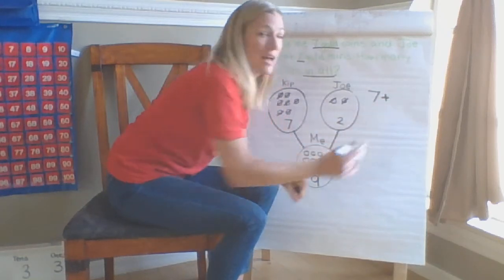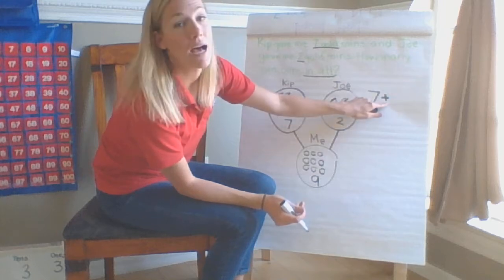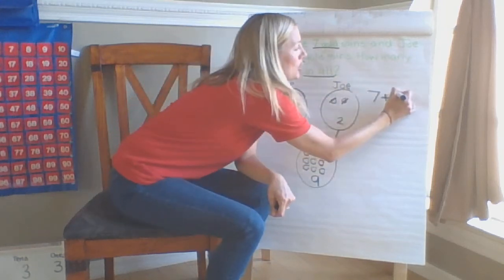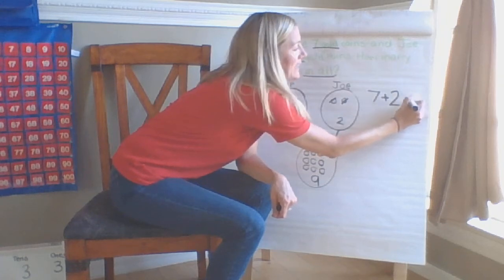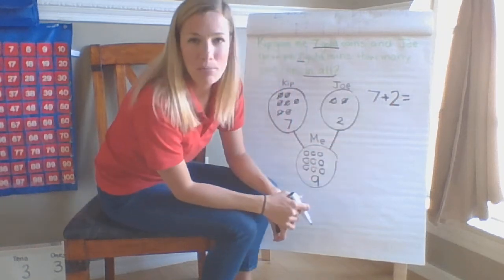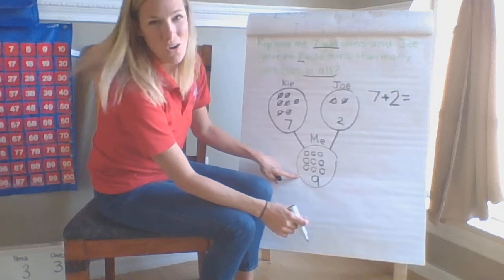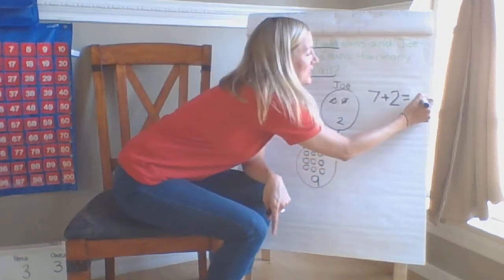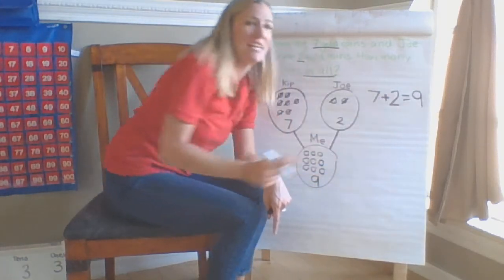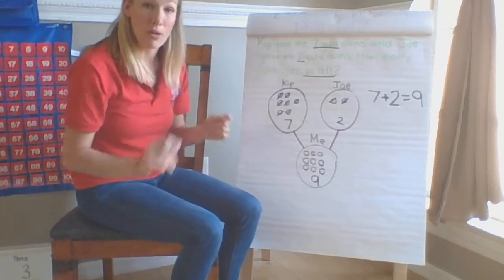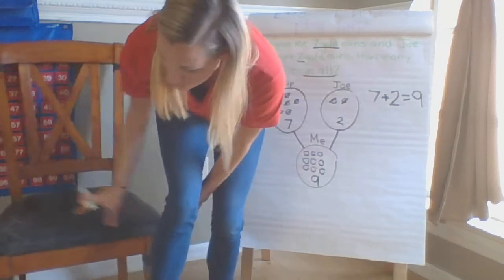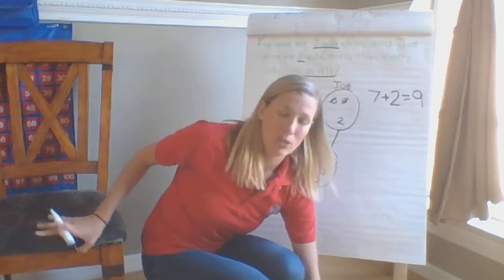So there's my plus. 7 plus 2. What do I need next? An equals. And then I need my whole. Very good. So altogether there were 9 gold coins. Absolutely correct. Now, I want to go ahead and look at another math strategy we could have used.